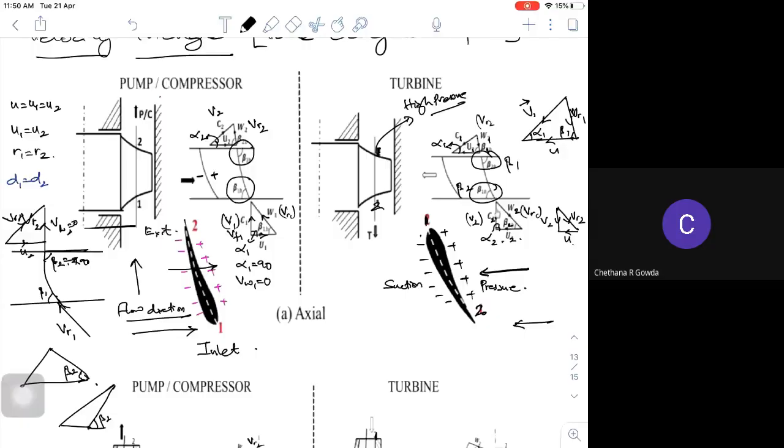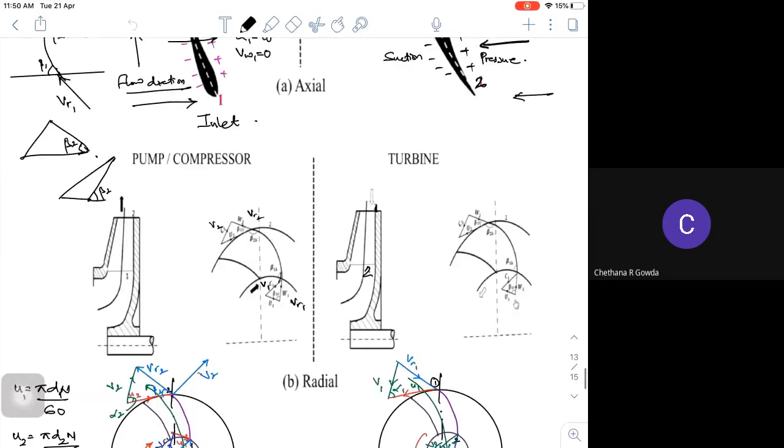So U1 and U2 both are the same. So it is only a simple U. So this is for an axial flow machine. Now if I go for a radial flow machine, what will happen?